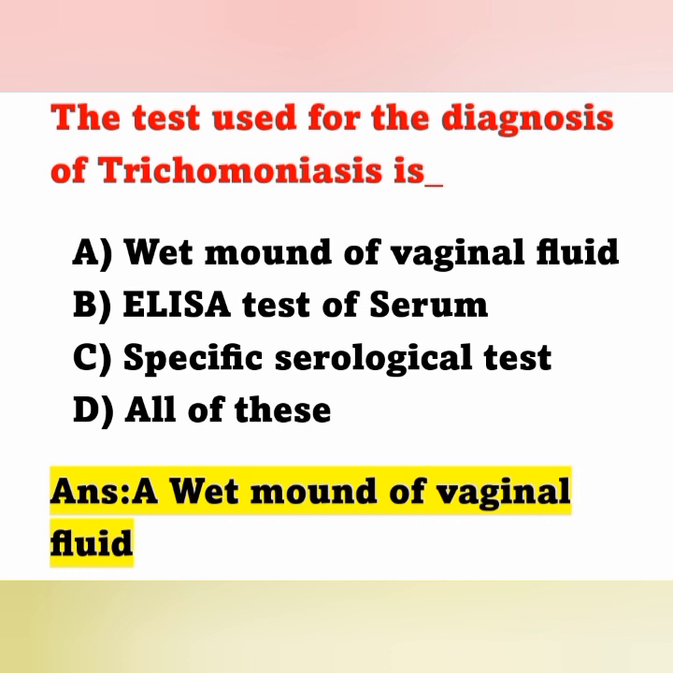How do we perform this test? A small amount of vaginal discharge is taken from the patient, and this vaginal discharge is put on a slide. One or two drops of saline are added to it. Then it is viewed under the microscope.